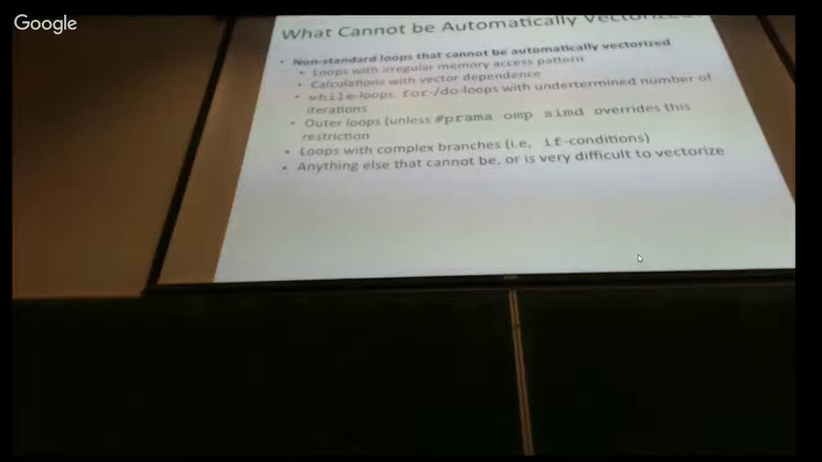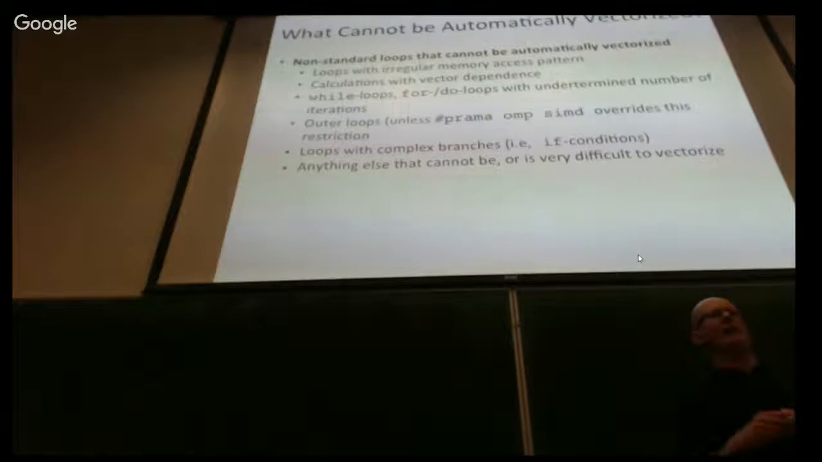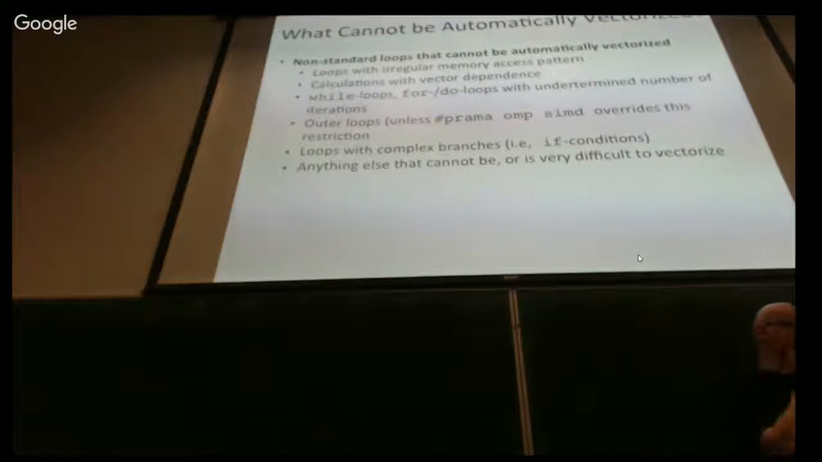Loops with complex branches, so if you have a lot of if-else conditions within your loop, the compiler might not auto-vectorize because of that. But now, because there are mask instructions and mask registers, it may well go ahead and auto-vectorize as well. There's a lot of effort that went into masking for the KNL AVX512 instruction set, so you will still see vectorization even within loops that have if-else branches, as long as they're not overly complex. And anything else that cannot be or is very difficult to vectorize.